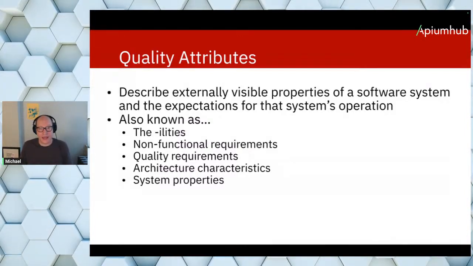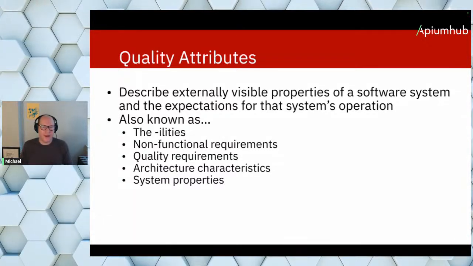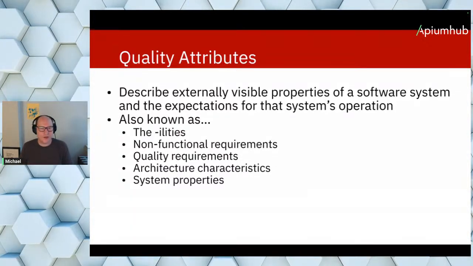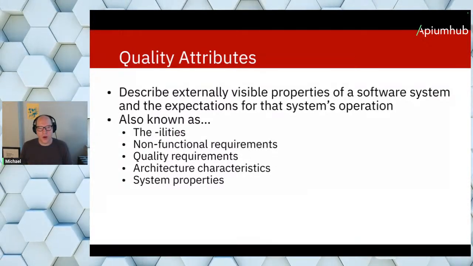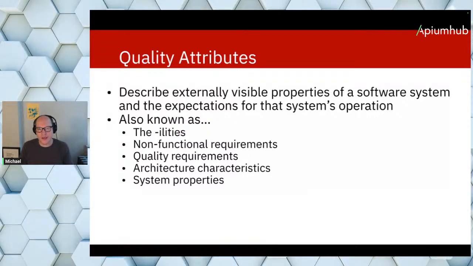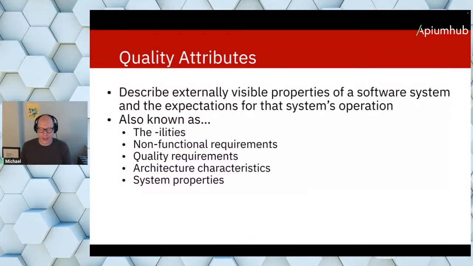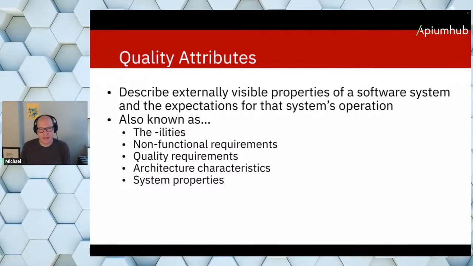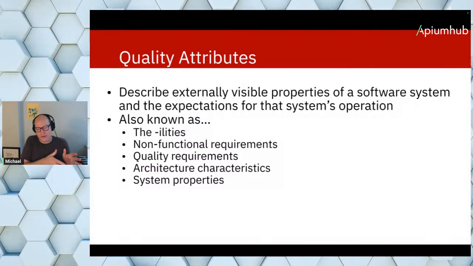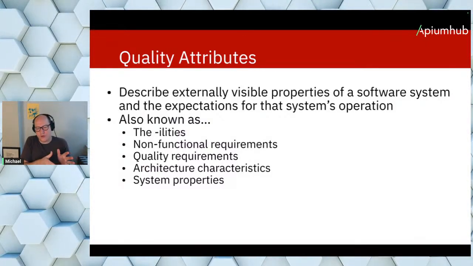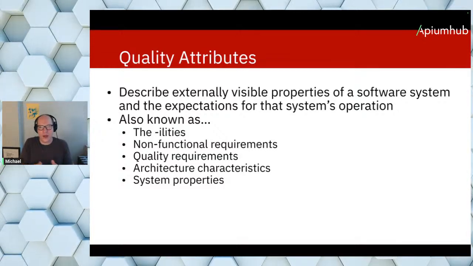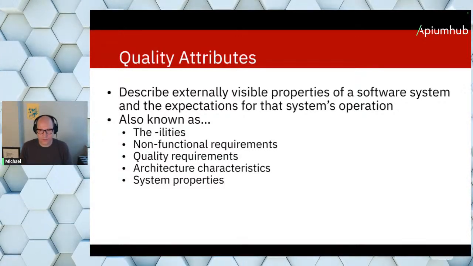Okay, it goes by lots of names, and I'm sure you've heard some of these before. The ilities, the non-functionals. Sometimes they're quality requirements. Maybe they're characteristics, system properties. Right, lots of different names, all basically trying to get at the same idea, which is it's fine for your software to do a thing, but how well it does that thing is also important.